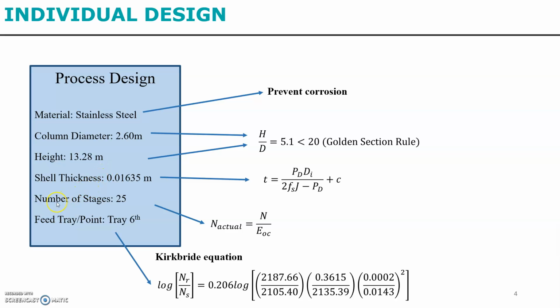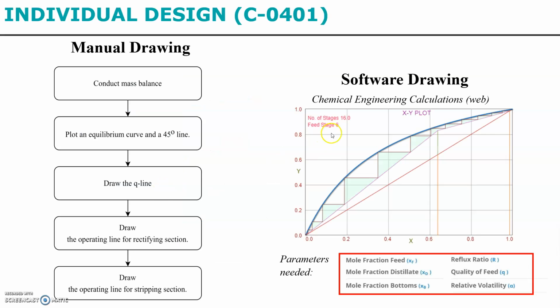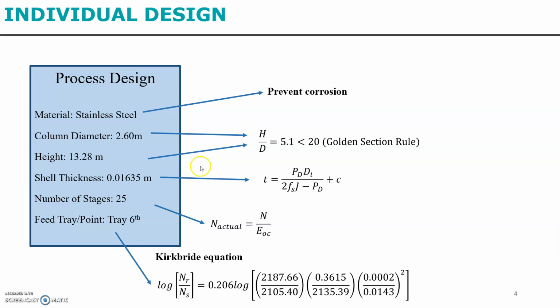And as I have mentioned above, the number of stages obtained here is 16, which is at 100% efficiency, but we have to divide by the efficiency of our column or the process to obtain the actual number of stages, which is 25 over here, and the feed tray or feed point obtained can be validated through the Kirkbride equation over here.